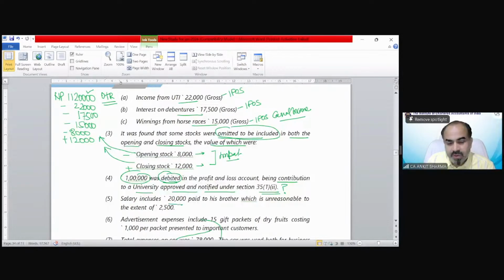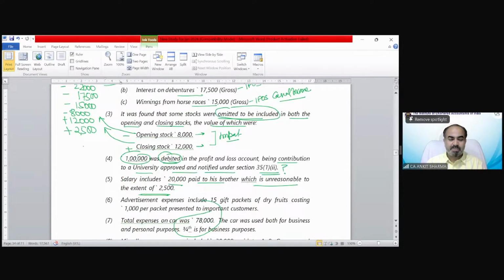Salary includes 20,000 paid to his brother, which is unreasonable to the extent of 2,500. So the unreasonable amount is going to be added back. Advertisement expenses include 15 gifts, packets of dry fruits costing 1,000 per packet, presented to important customers. No treatment is required because that is a part of your business expenditure like sales promotion activities.